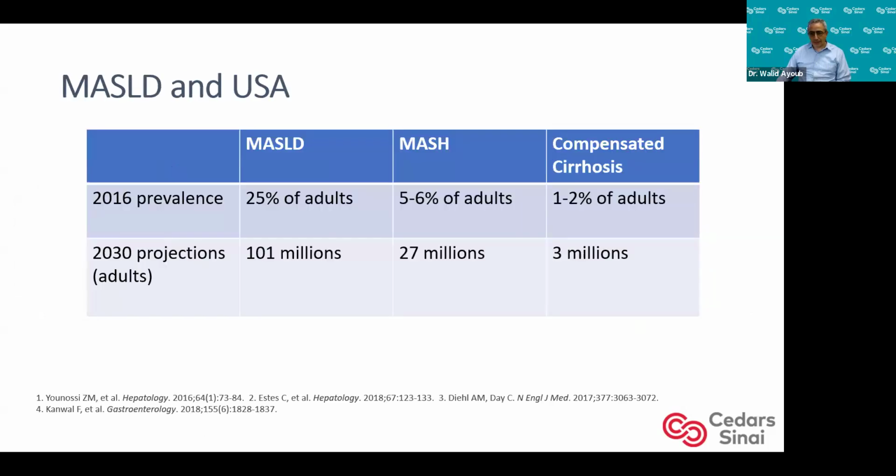If we look at the United States, in 2016, 25% of adults have fatty liver or MASLD. That correlates to about 65 million people, and it's estimated that number will double by 2030. And if we look at the severe form of fatty liver, cirrhosis, that number will lead to 3 million people in 2030.